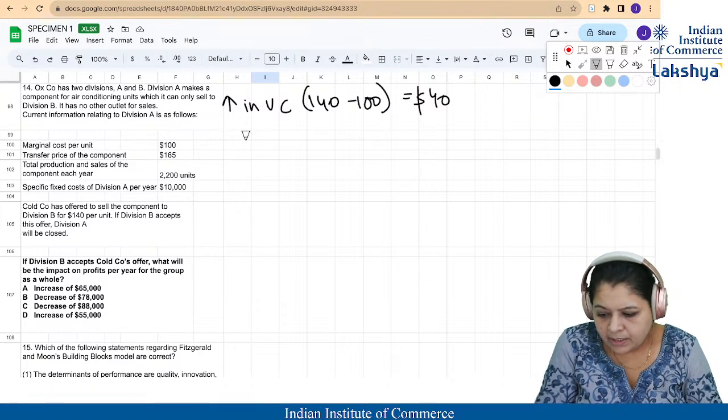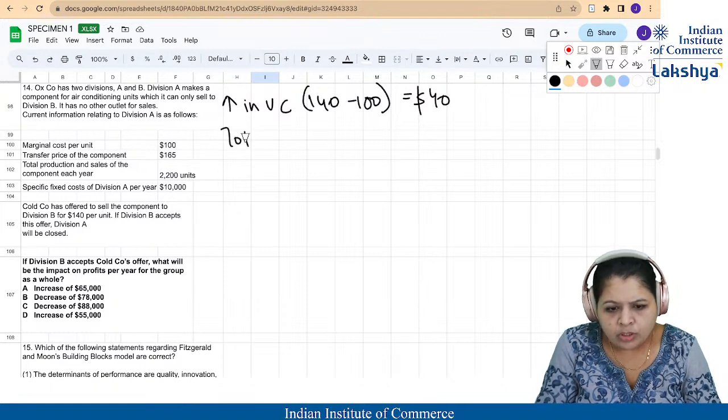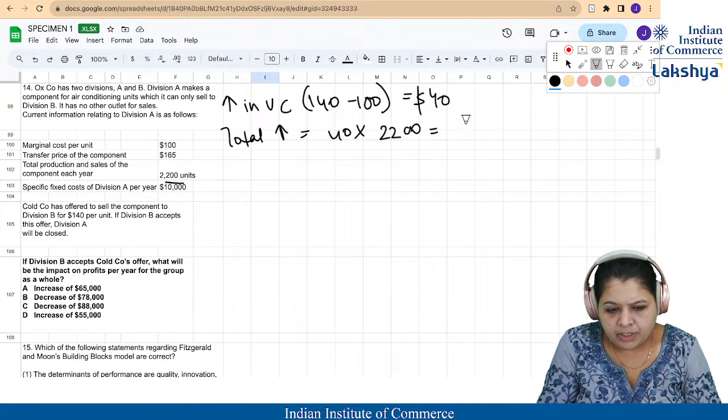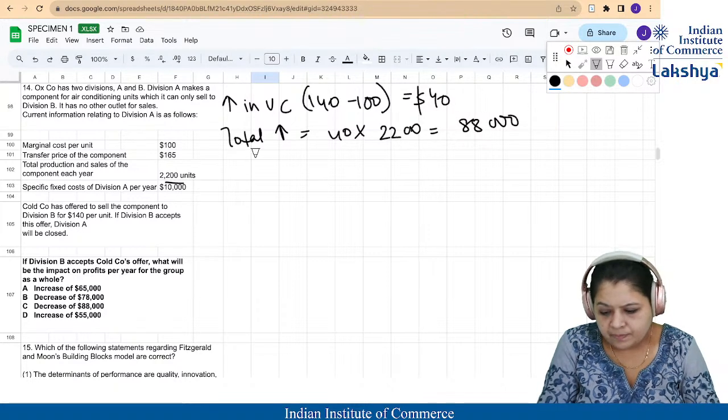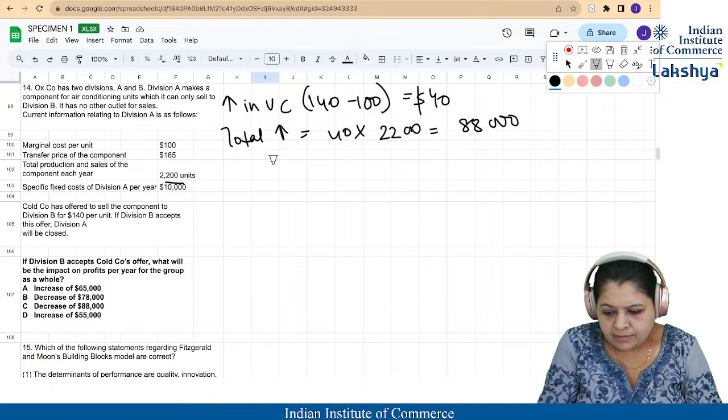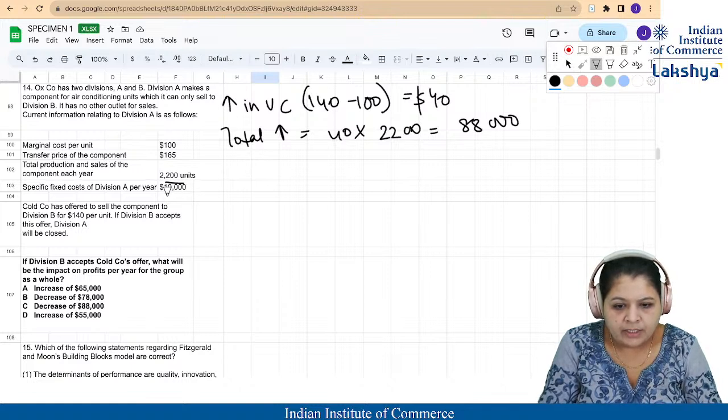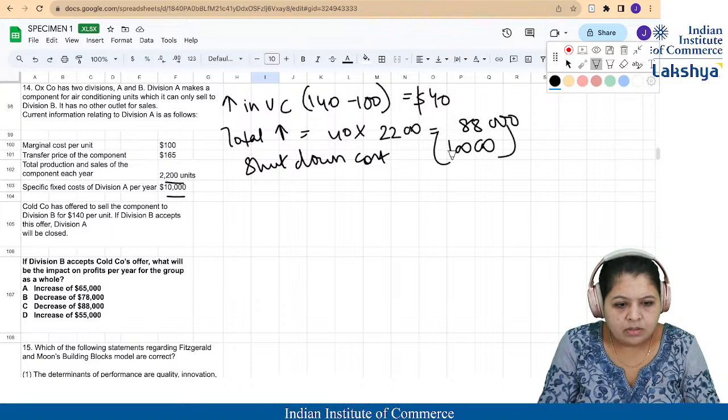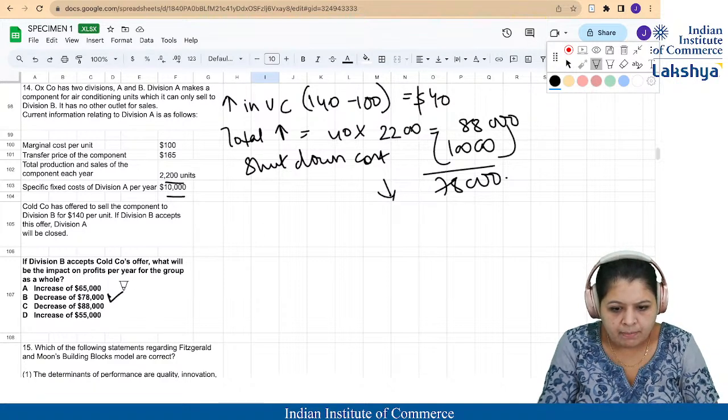So the total increase is going to be $40 into how many units? 2,200, which comes out to 88,000. Post that, if the company is thinking of shutting down, right? If they are shutting down, there's a specific cost of 10,000. So a shutdown cost gives you a 78,000, right? And this is a decrease in the profit. So which is your B.